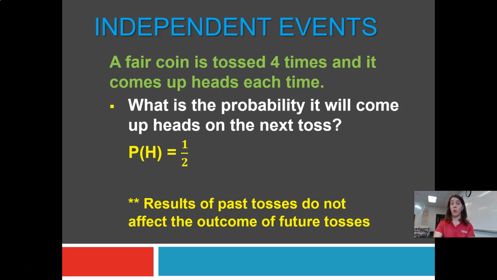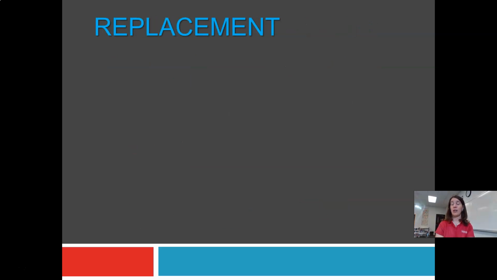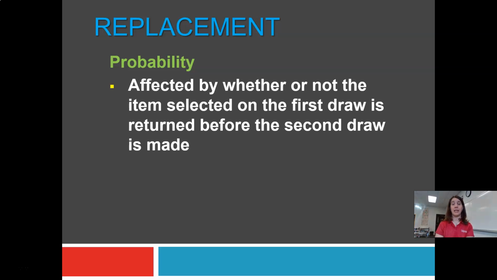The last scenario that we're going to look at from our lesson today is dealing with replacement. Now, whether I do replace something or whether I don't replace something affects the question. If I did replace something, then everything's back to the original scenario, and those would be called independent events because what I took out the first time would not affect what I took out the second time.